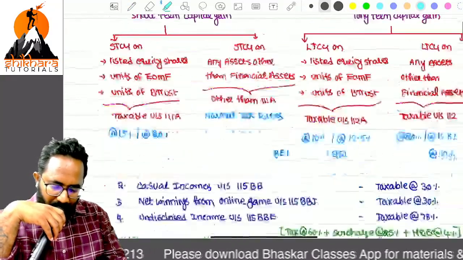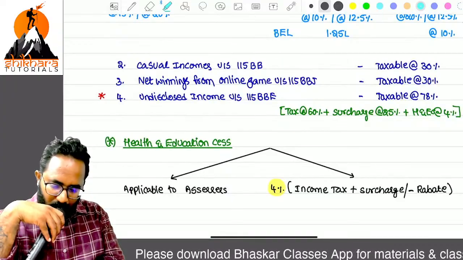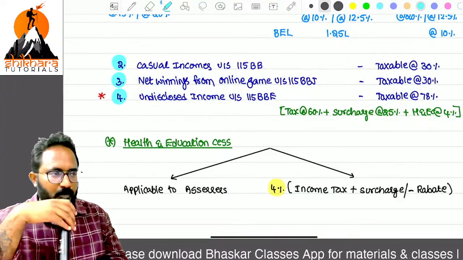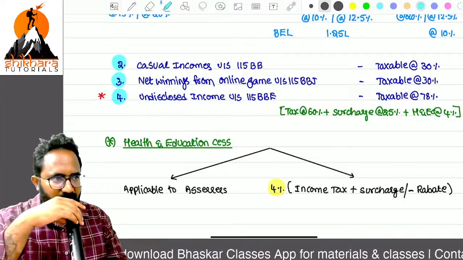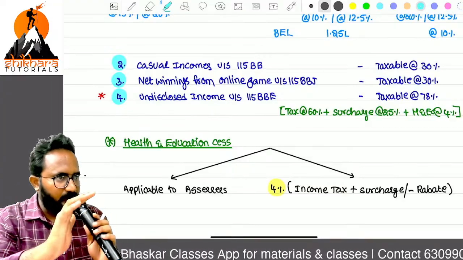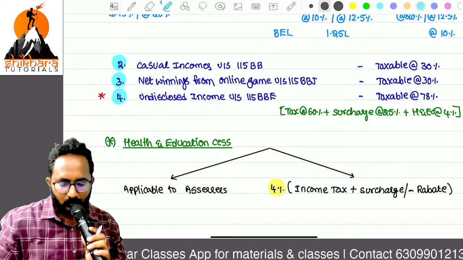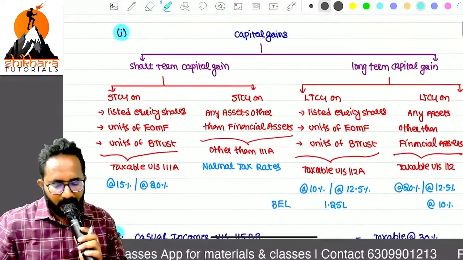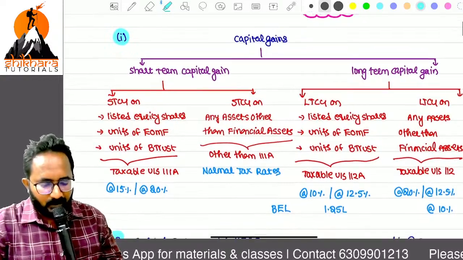1 as well as 2, 3, 4. Totally the 4 special incomes only I covered here. The remaining things are covered in respective chapters. Don't think about it. Okay. Now, first, capital gains. What is that, ma? Capital gains.